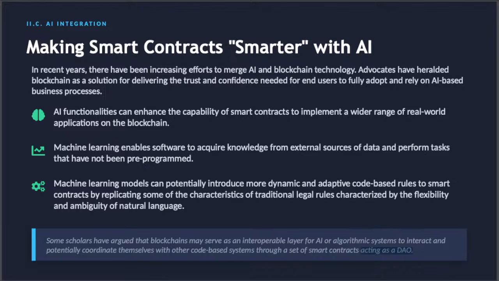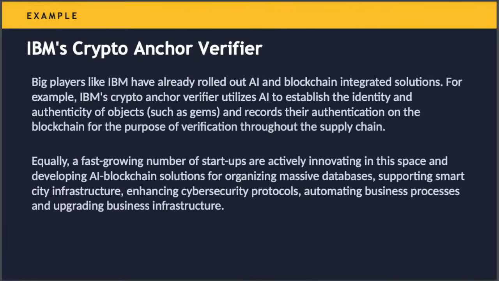Phew. So we have AI systems interacting and coordinating themselves with other systems through a set of smart contracts and then act as a decentralized autonomous organization. Can it get any scarier than that? Why are we doing these things? Well, let's look at some examples here.